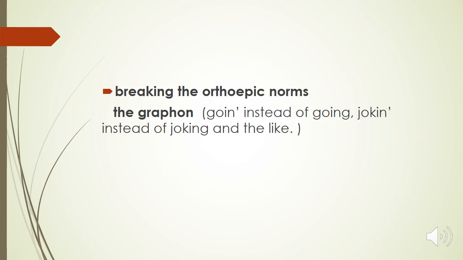The next slide goes about the following. Very often, the desired acoustic effect is achieved by breaking the orthoepic norms, especially in the speech of the characters of the literary work. In such cases, the grapheme is used, showing mispronunciation or a peculiar way of speaking. For example, you see this written on the slide: goin' instead of going, jokin' instead of joking, and the like.